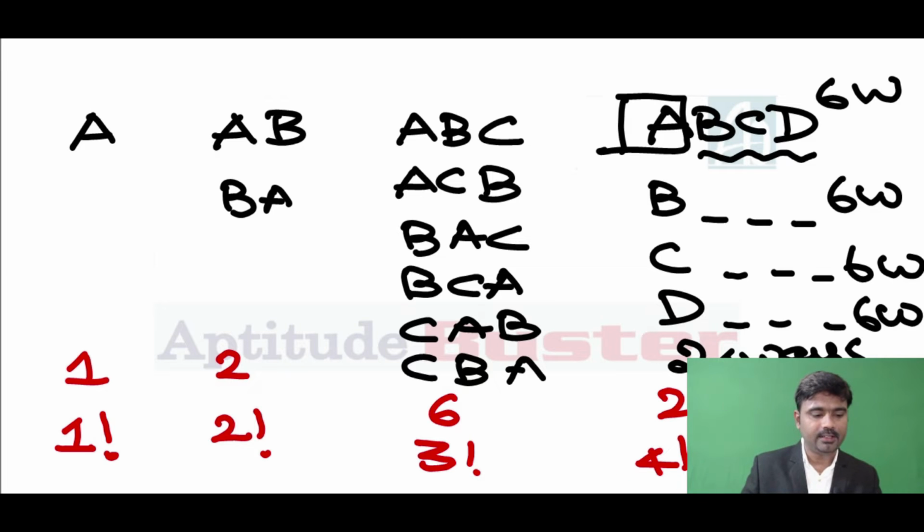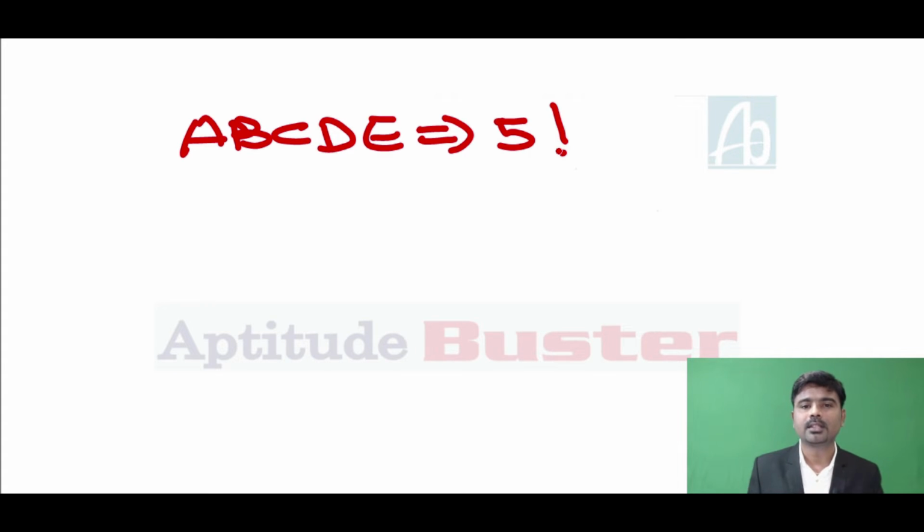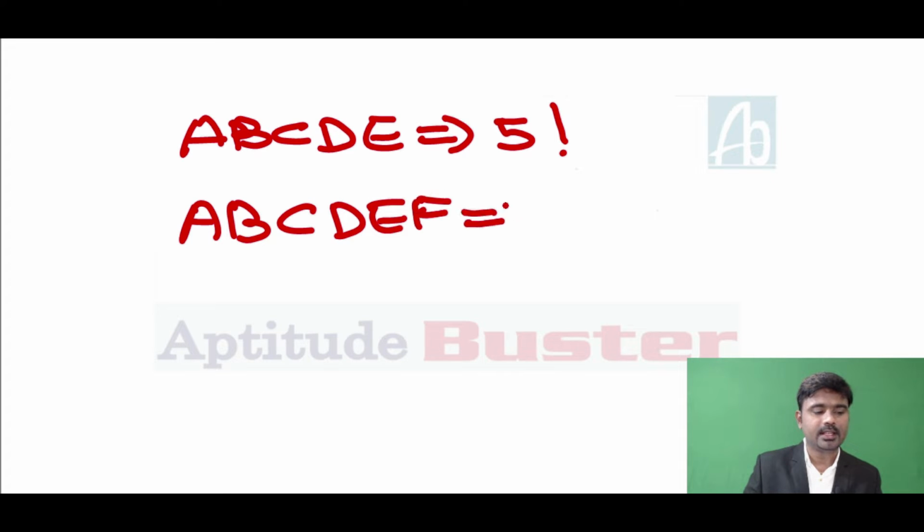Next, 5 letters. If I take 5 letters A, B, C, D, E, the 5 letters can be arranged in 5 factorial ways. This we can say for 5 different letters. So if I take A, B, C, D, E, F, 6 letters, it can be arranged 6 factorial ways, 6 different letters. In the same way you can solve the problems if the letters are different.